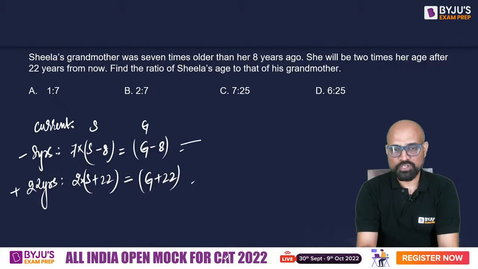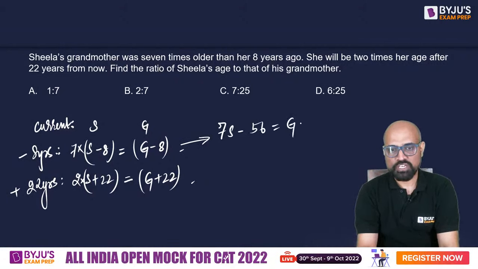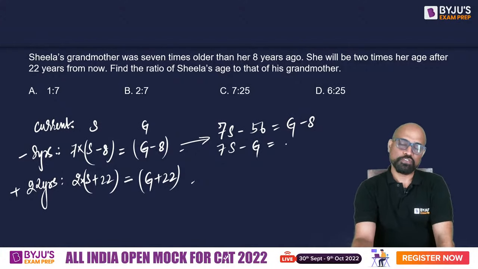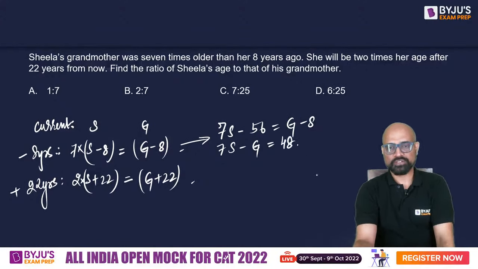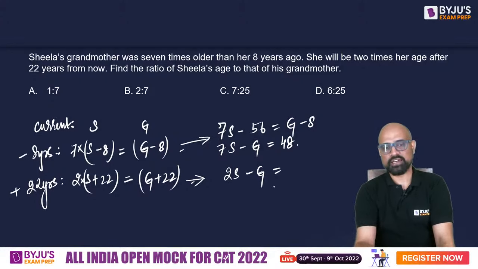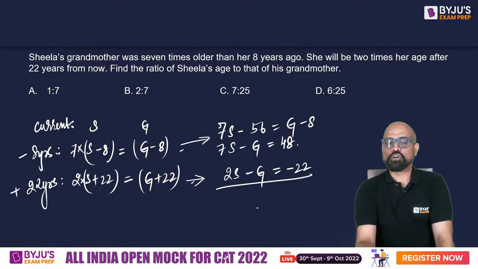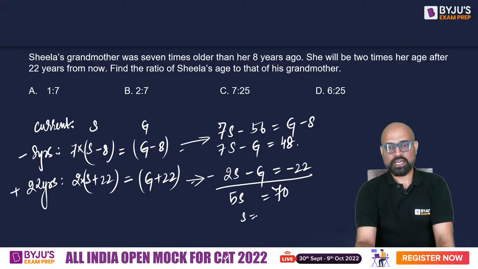So from the first equation, you will have 7s minus 56 is equal to G minus 8, or you will have 7s minus G is equal to 56 minus 8, which is going to be 48, right? From the second one, we are going to have 2s minus G is equal to 44, and that 44 goes to the other side, it becomes minus 22. If we want to find out the value of s, we can subtract and we will have 5s is equal to 40, 50, 60, 70. So you will have s is equal to 14.